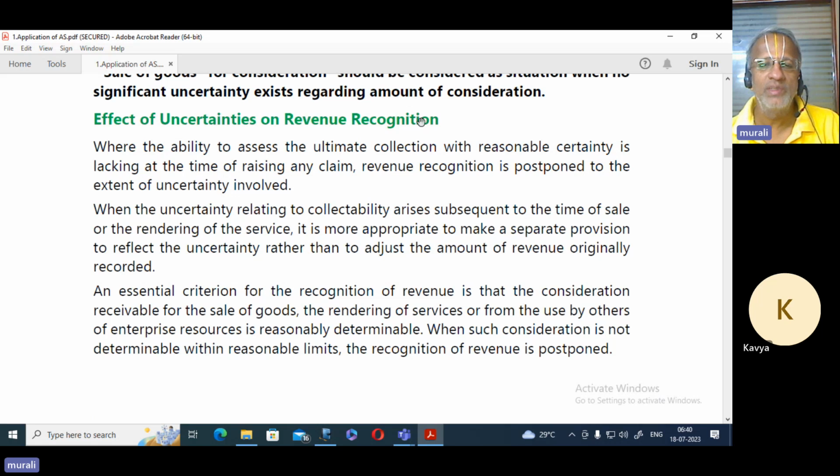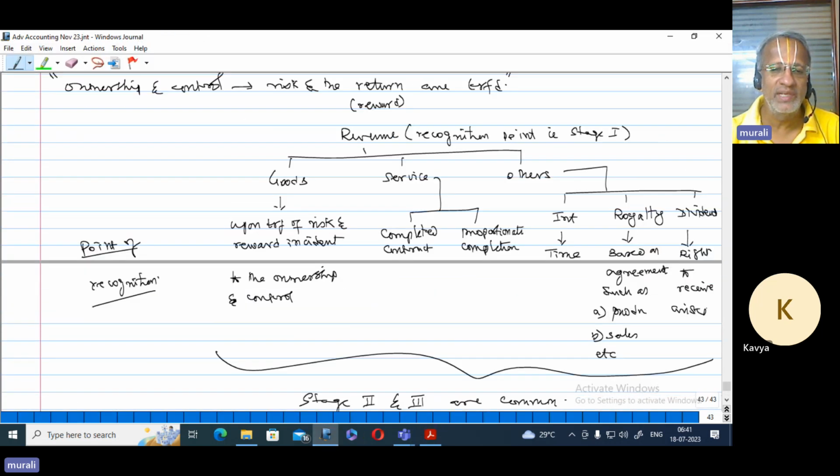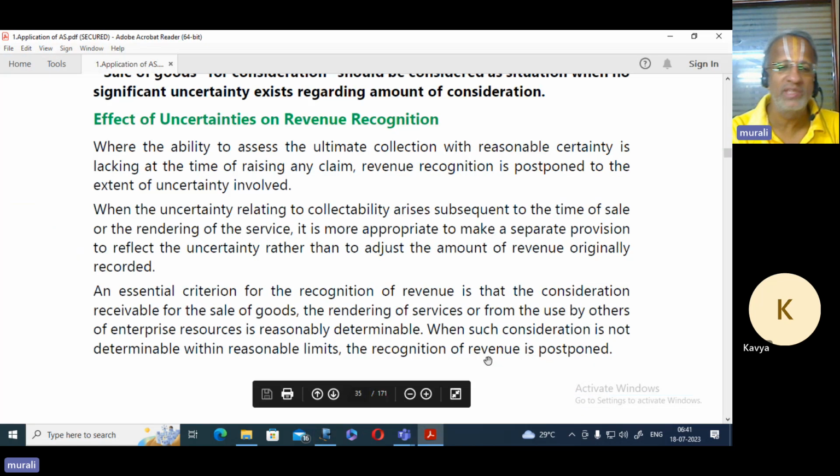Effect of uncertainties on revenue recognition: where the capability to assess the ultimate collection with reasonable certainty is lacking at the time of raising any claim, revenue is postponed to the extent of uncertainty involved. This is what we have just said. What is that we have said? Recognize only when recovery is possible. Until such time, do not recognize. That is what we are saying.